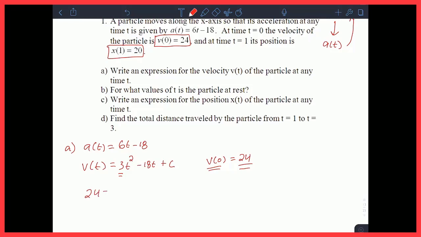So 24 equals 3 times 0 squared minus 18 times 0 plus c, so c is 24. That tells me that the velocity function that I want is 3t squared minus 18t plus 24. This is the only one that has the acceleration function given and satisfies the coordinate of v of 0 equals 24. Part B. For what values of t is the particle at rest?